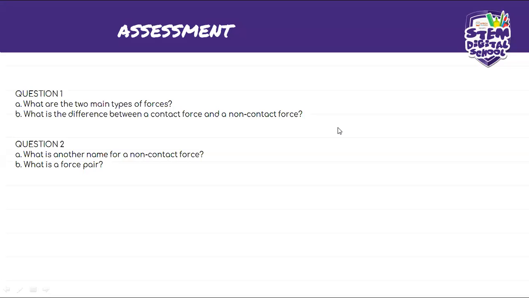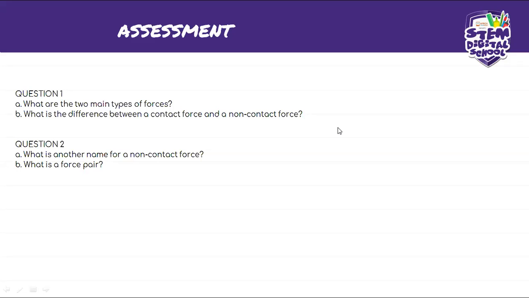Perfect. Let me see what Tando did. Tando Ngubane: contact force and non-contact force. That's good. Contact forces are forces where there is contact between two or more objects. And non-contact forces are forces where there is no contact at all. Fantastic. Then quickly go to question two. Tando, you are done with question one and your answers are correct.